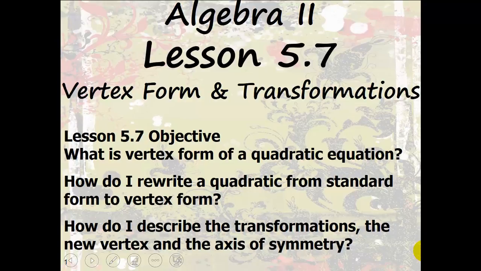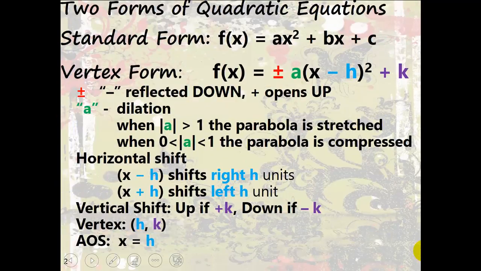Normally, I give you a big picture and then I work through examples. I'm going to do it a little bit different. First, let's talk about comparing what the two forms look like. The standard form is what we're used to working with all this month. f of x equals ax squared plus bx plus c. It also could be y equals ax squared plus bx plus c. Doesn't matter. The vertex form is f of x or y equals plus or minus the coefficient a times x minus h, and that whole thing squared, plus k.